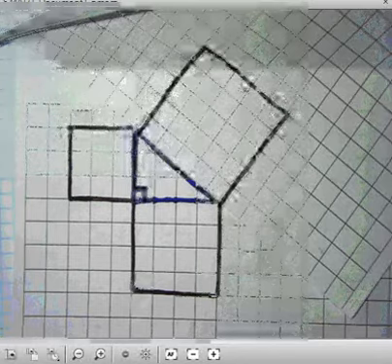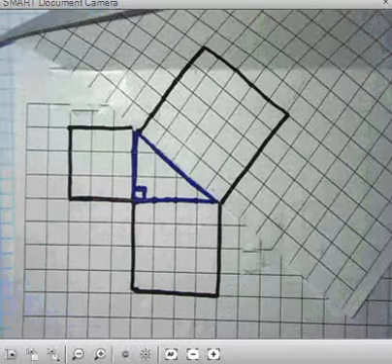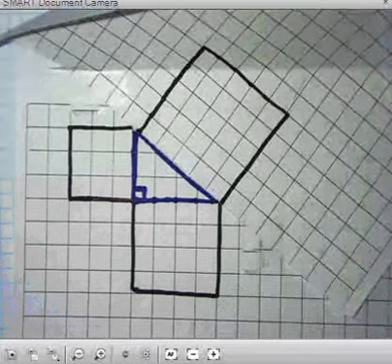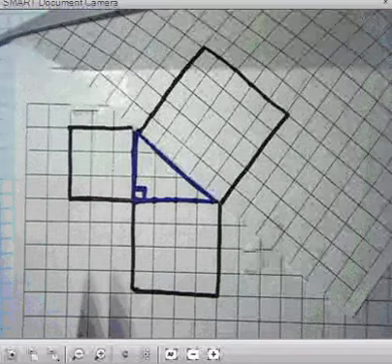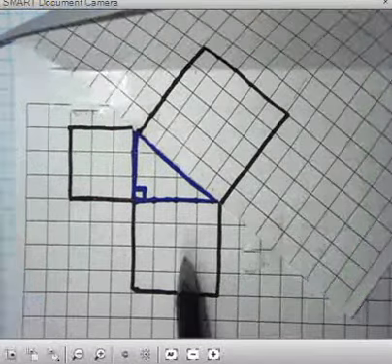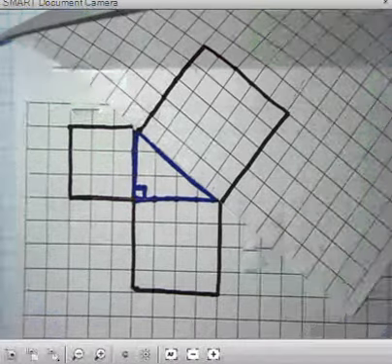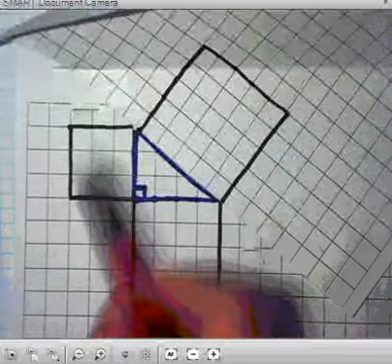Scout? Say that again, louder. Add the two small ones, add it up, and it'll equal the bigger one. So if you add up the area of this one and the area of this one, it'll equal the area of that one? Are you just guessing, or does it look like that might be true? It looks like that's true. What would the area of this one be?